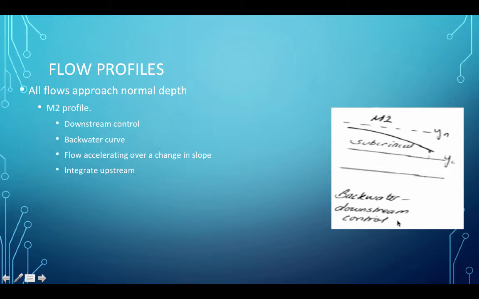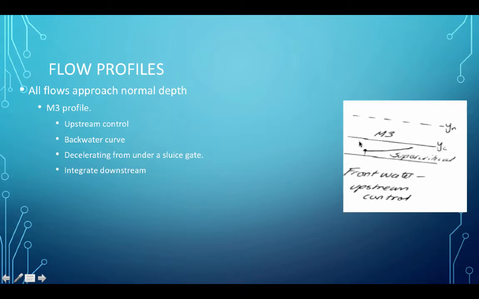There's an M2 profile, which would also be integrating upstream, and in this case the water is less than normal and it's accelerating towards critical. M3, the one difference is it's upstream control, and so the water is going to be less than normal, less than critical, and decelerating towards critical. We would integrate downstream in that case. And so here's our flow direction, and here's our integration direction.